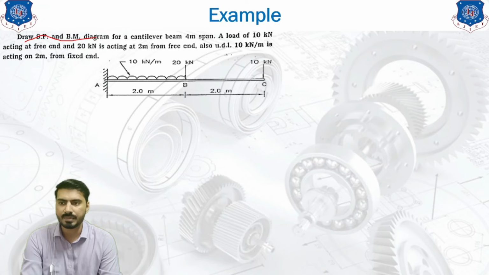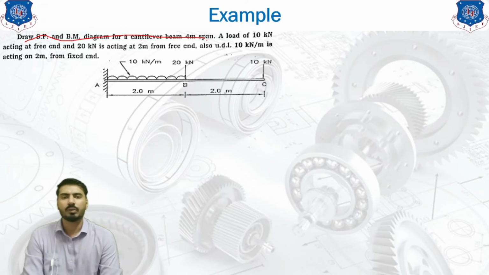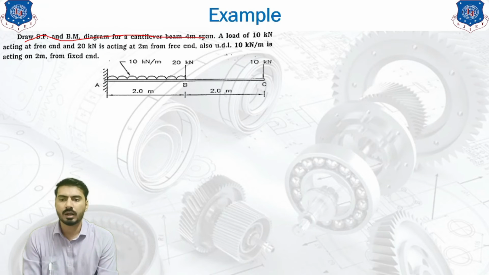Draw the shear force and bending moment diagram for the cantilever beam with 4 meter span. What do we mean by the span? Span is the length of the beam. So 4 meter span means the cantilever beam is of 4 meter length. A load of 10 kilonewton is acting at the free end, and 20 kilonewton is acting at 2 meter from the free end. So you will see that the cantilever beam has one fixed support at A and one free end at C.